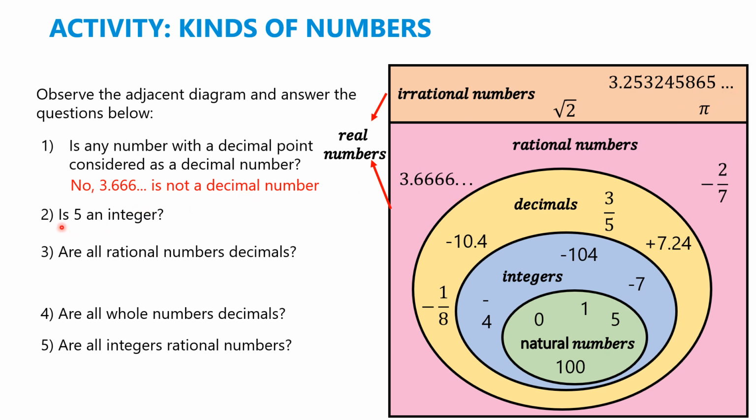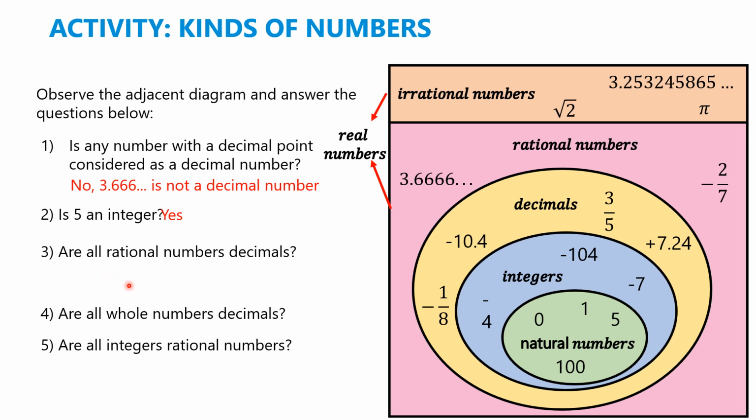2. Is 5 an integer? Look at 5. It's in the group of natural numbers. Is it an integer? Is it a positive or negative number? Of course, I can put a plus here, +5. So it will be an integer. So yes, 5 is an integer.